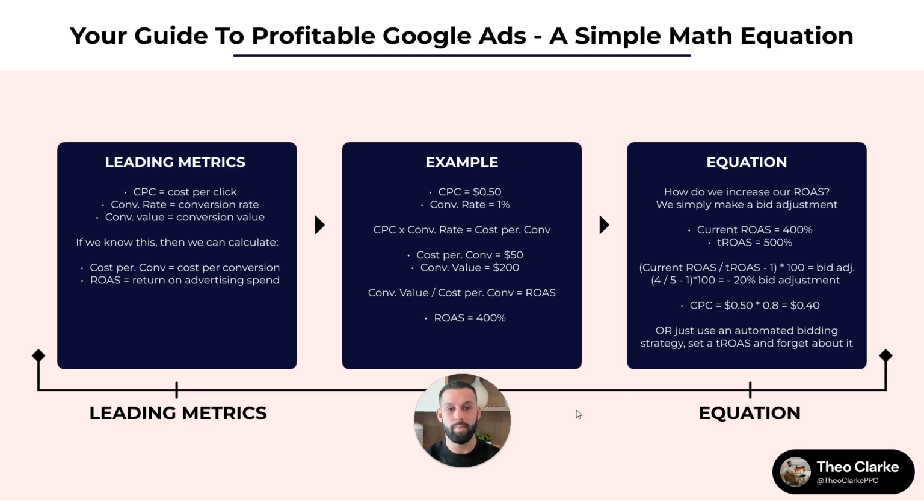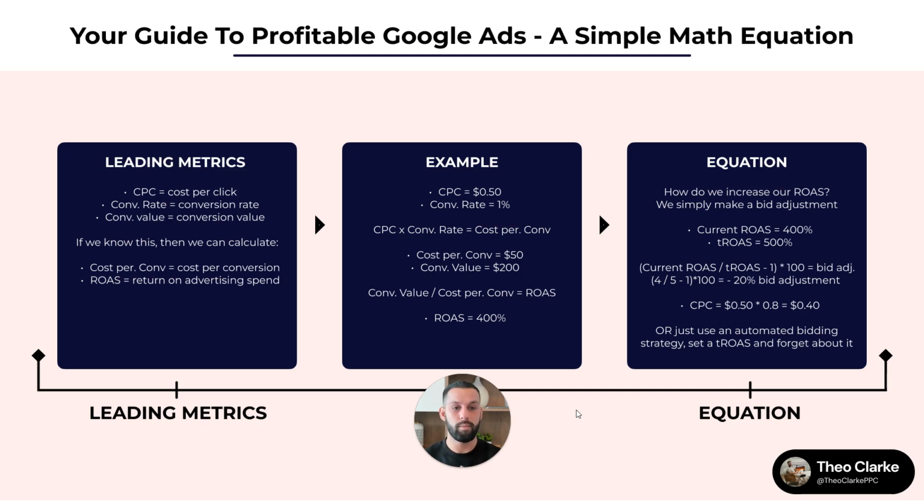Let's assume that your CPC, your cost per click, is 50 cents, and your conversion rate inside of Google or on your website is 1%, okay? We can calculate your cost per conversion just by knowing these numbers. It's really just working backwards from the maths. So if we know that the conversion rate is 1%, that means that you're getting a conversion for every 100 clicks. If your conversion rate were 2%, that would mean you're getting a conversion for every 50 clicks, okay?